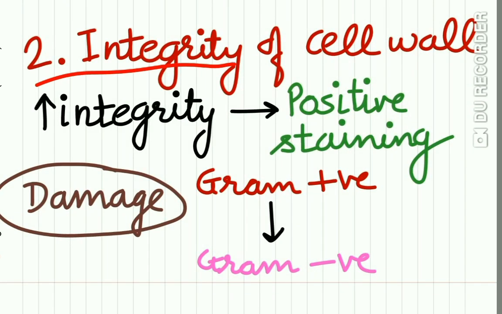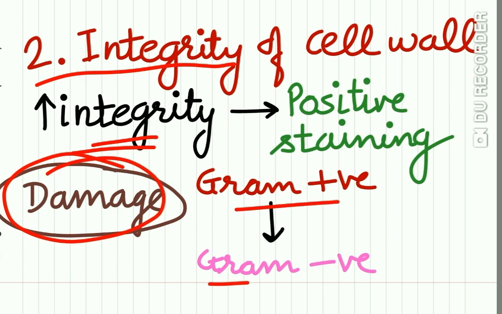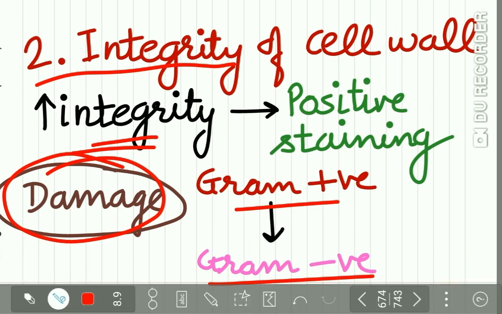The second attributable factor for gram staining is the integrity of the cell membrane. The integrity of the cell membrane is essential for gram-positive staining. If damage occurs to the cell membrane, even the gram-positive organism loses the di-iodine complex and appears gram-negative.